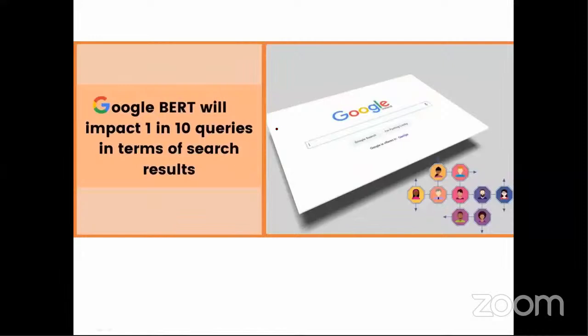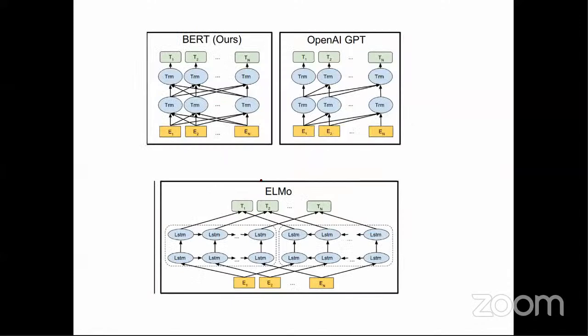Here the statement says that Google BERT will impact 1 in 10 queries in terms of search results. Whatever search you are doing, you can see that in the last few years, from 2019 onwards, there has been a huge improvement in the Google search engine, translation, and all the products. One of the reasons is the BERT model. So this is the architecture of BERT.